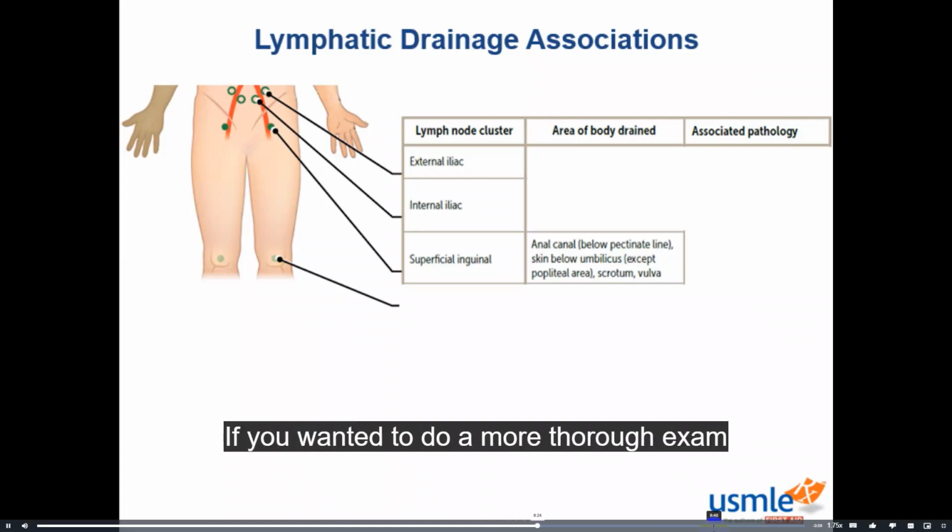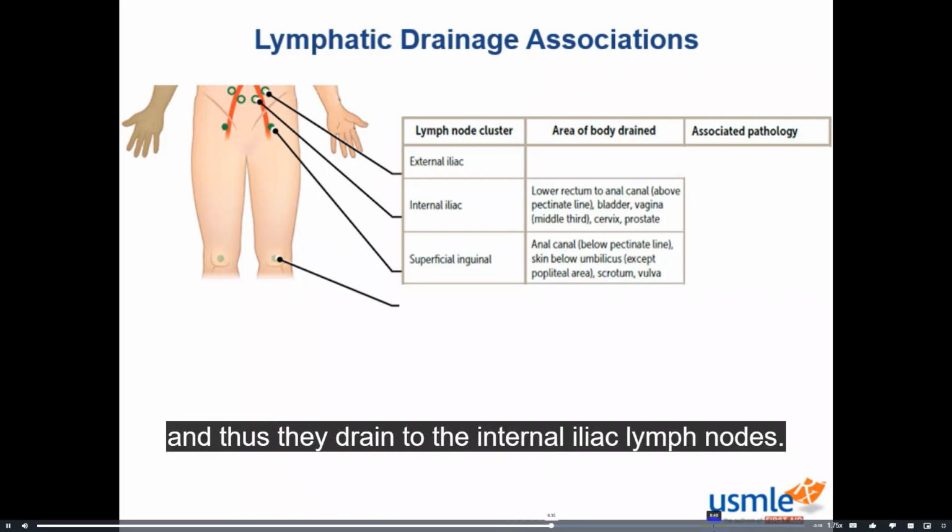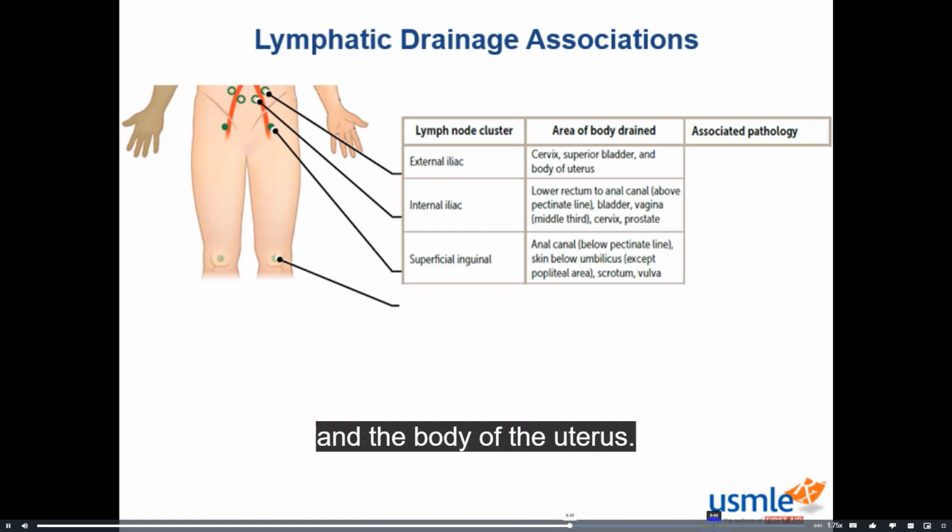So those areas drain to the superficial inguinal lymph nodes. If you wanted to do a more thorough exam of the lower rectum, the bladder, the vagina, the cervix, and the prostate, those are more internal structures, and thus they drain to the internal iliac lymph nodes. The external iliac nodes are a little more confusing to think about because the nodes are called external, but the structures they drain aren't so external. But they include the cervix, the superior bladder, and the body of the uterus.